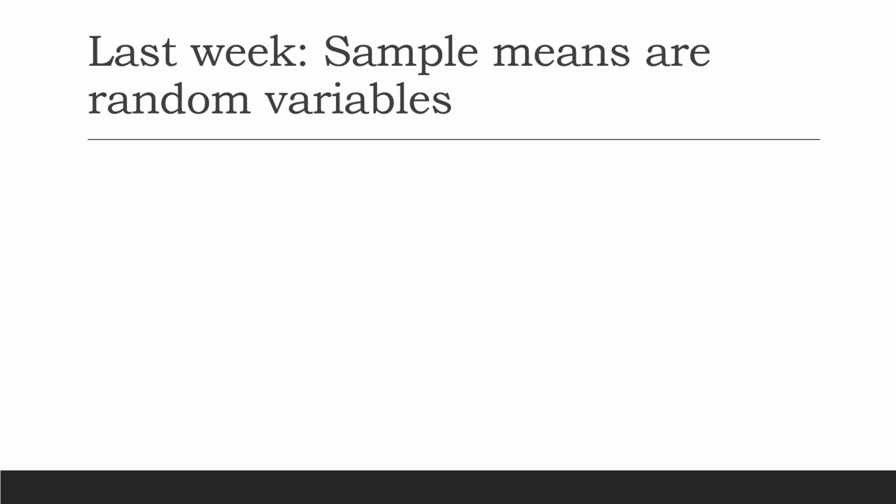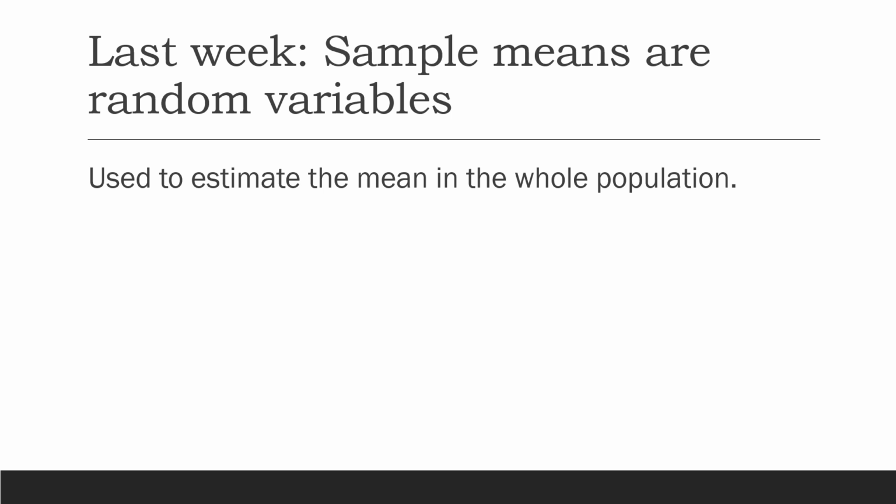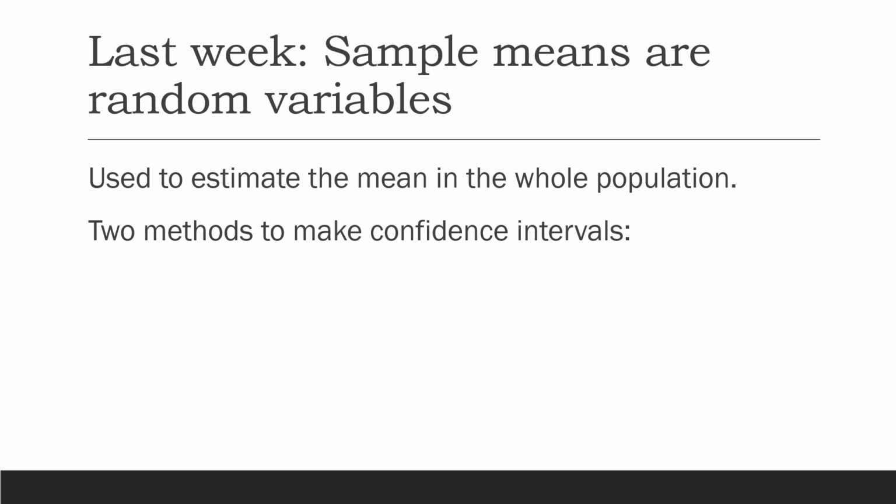Last week, we talked about the fact that sample means are random variables, and that the sample mean is used to estimate the mean in a whole population. And we saw that there were two different ways to make confidence intervals for the sample mean. We could use a formula with the t-distribution: take our sample mean, and then add and subtract t star, which cuts off the percentage of confidence we're looking for in the middle of our t-distribution, multiplied by the standard error.